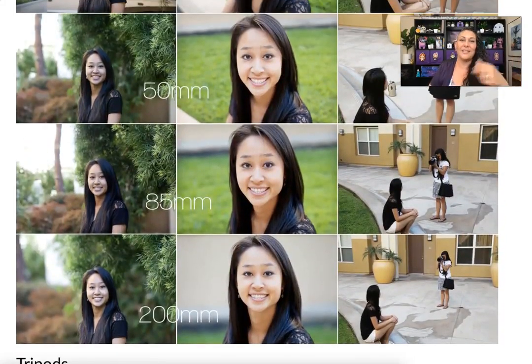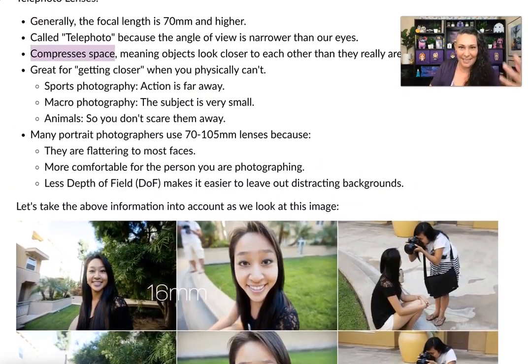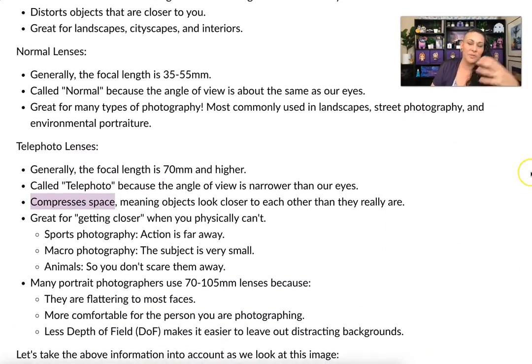All right, so that's the basics of lenses. I hope that all made sense. And feel free to really study and look over this stuff. This is really just general information on lenses. We're going to do a deeper dive later on in the semester.